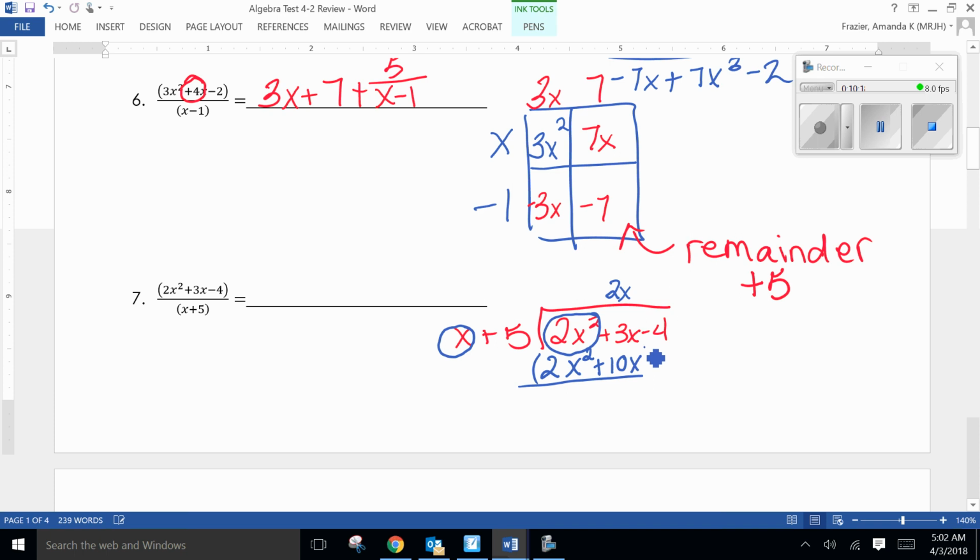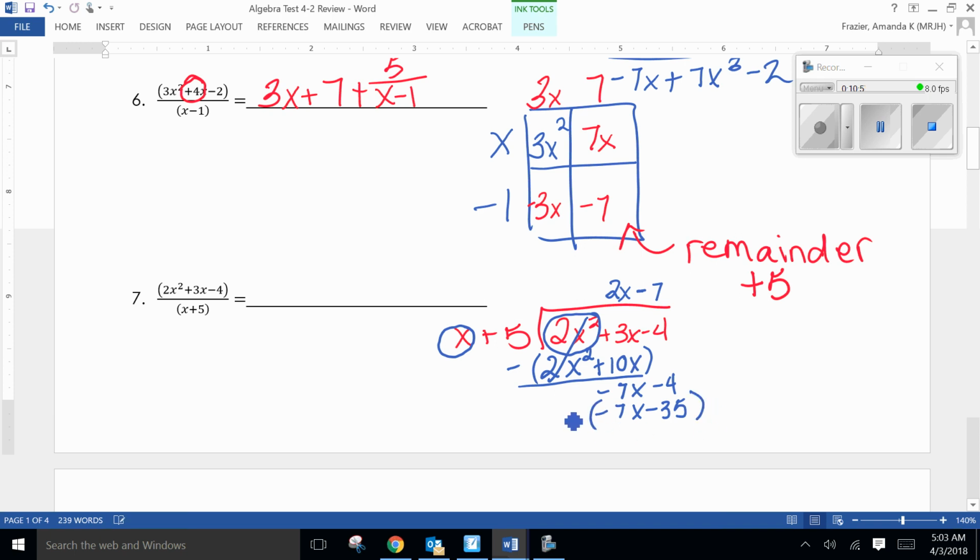Okay, and I'm subtracting this whole thing. So when I subtract, those are gone, and 3 minus 10 is going to give me negative 7x minus 4. Okay, so now what would I need to multiply x by to get negative 7x? So I would need to multiply by negative 7. Negative 7 times x is negative 7x. And negative 7 times 5 is negative 35.